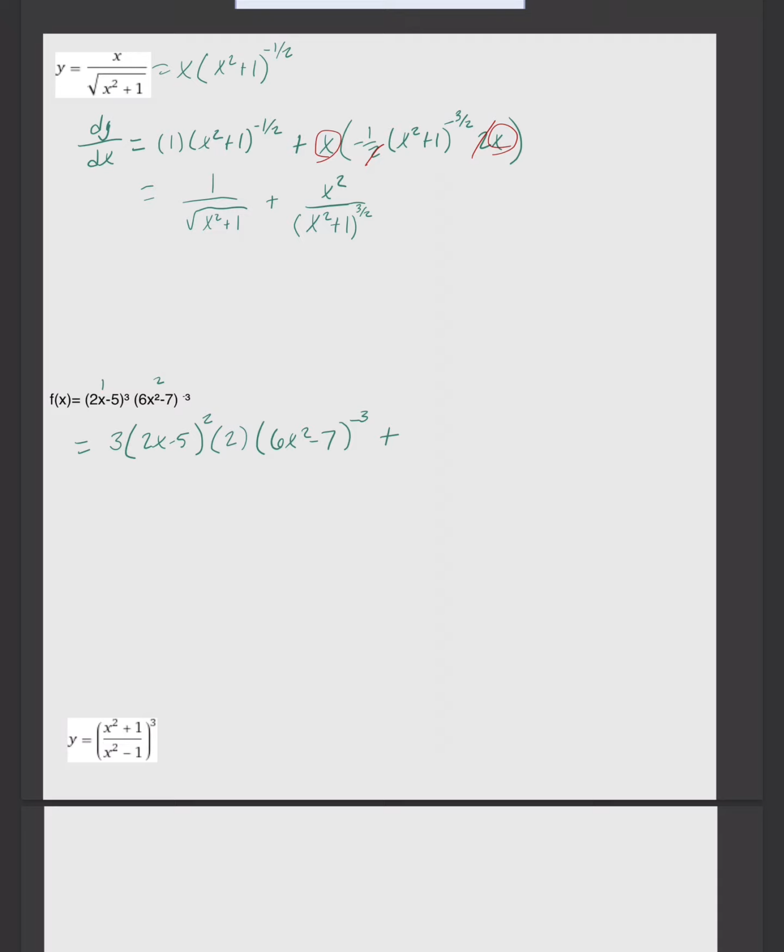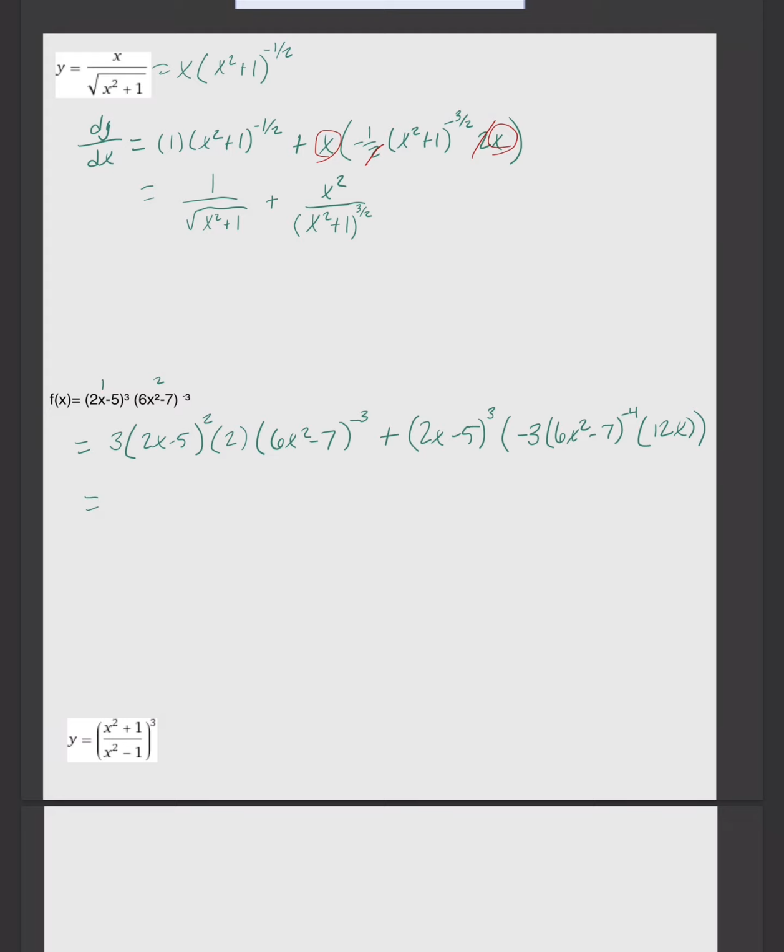And now we add our first term times the derivative of our second term. So we take that negative 3 out front, so 6x squared minus 7, and we subtract 1, and we multiply by the derivative of the inside, which would be 12x.